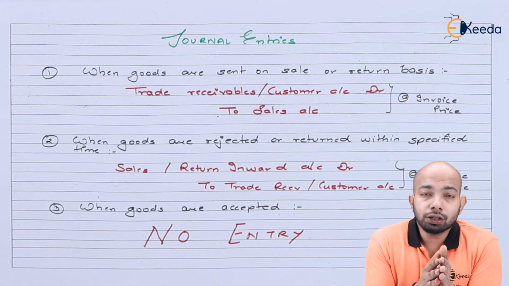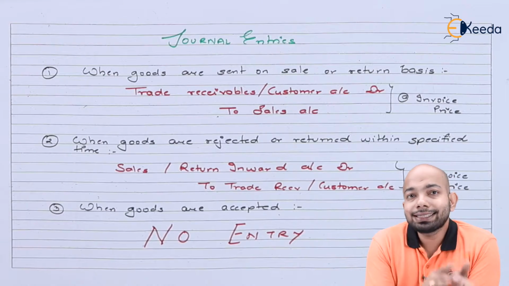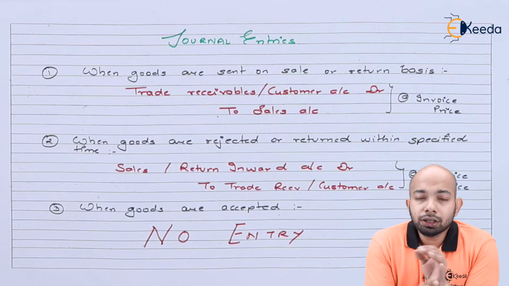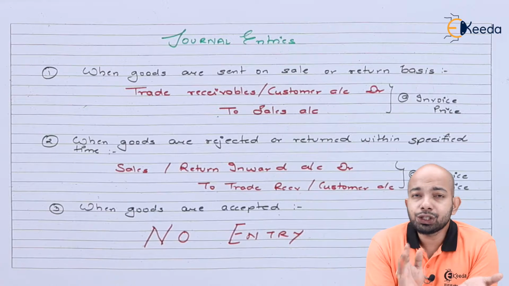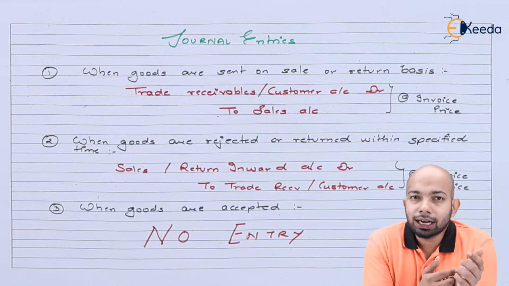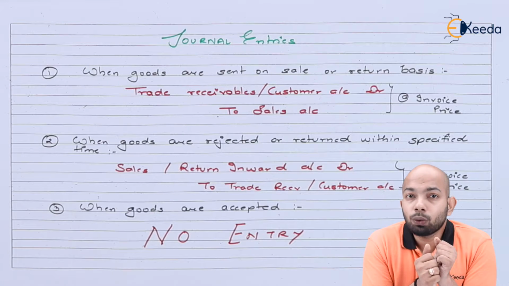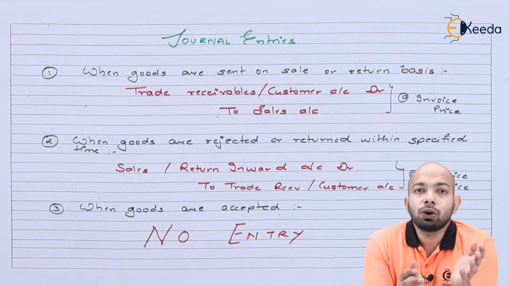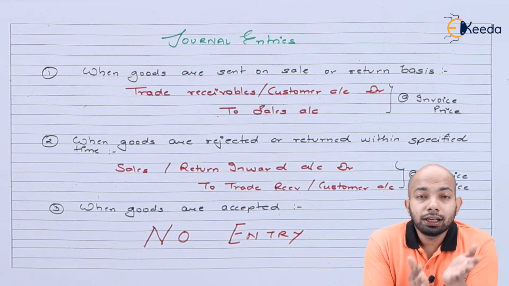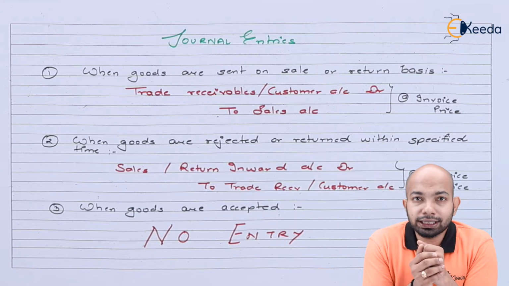The next phase of the journal entry is where the goods are accepted by the customer or the end user. In such a situation, you do not have to pass any journal entry there because it's the complete sale that has happened, and for that you've already passed entry number 1. Hence, in the third case where the goods are accepted, you need not pass any entry. Hence, it has been mentioned no entry there. Let's go on to the next entry, that is the fourth entry here.